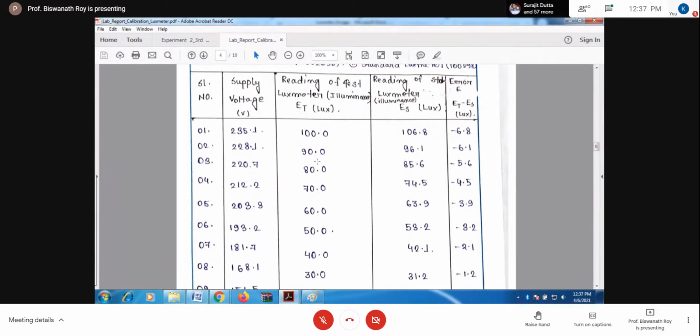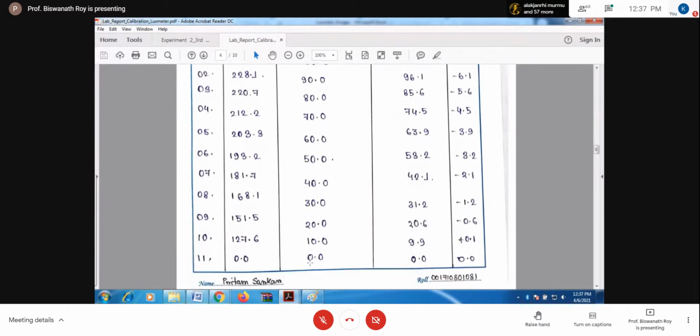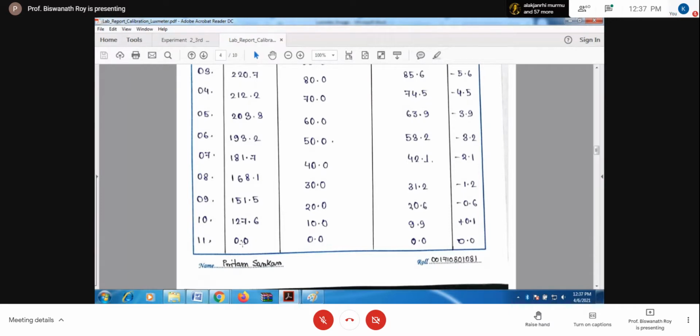In the same way, to set the test lux meter value at 90 lux, the voltage is 228.1. So in the first run, we need to adjust the voltage to get these values. This is not correctly written. This is actually not correctly written, right? This should be nothing. This should be nothing.